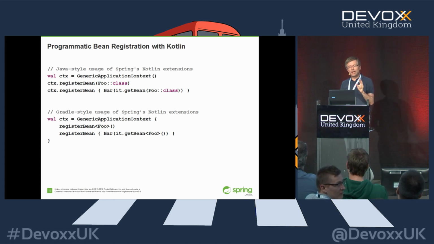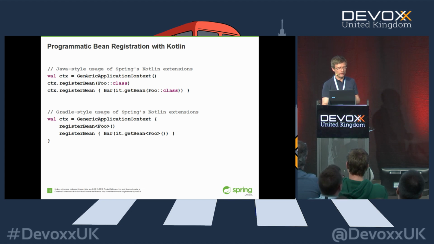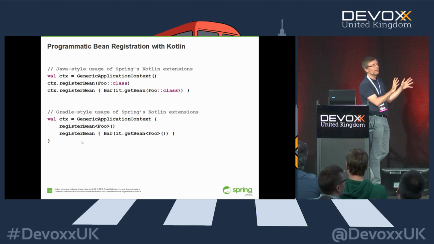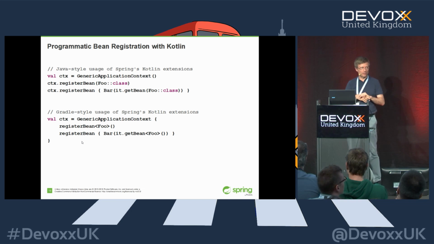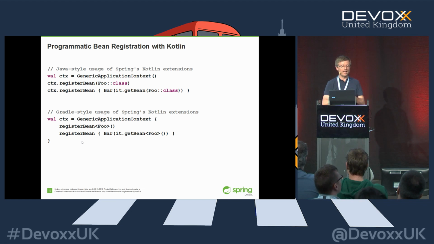This is what I'm dubbing the Java style. These are non-official names, right? So take them with a grain of salt. This I'm calling Gradle style because it feels a little like the Gradle DSL, the Kotlin DSL for the Gradle build tool uses similar Kotlin language features.